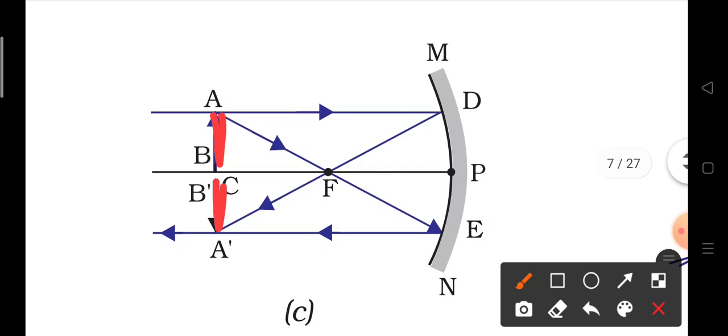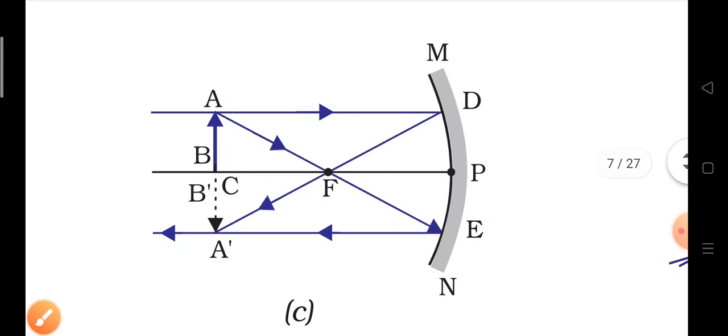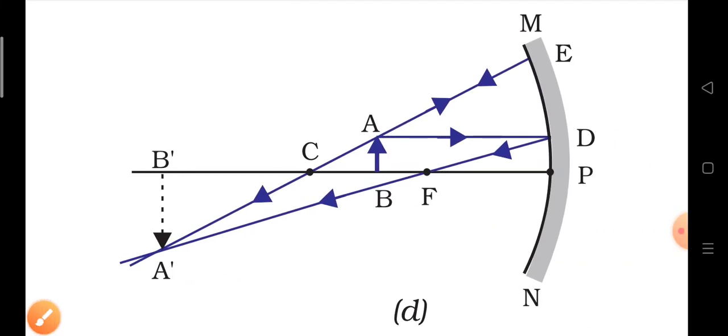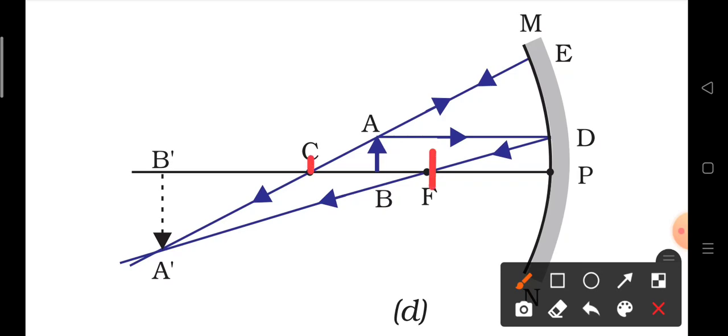Okay, now we are moving towards the pattern number 4, that is when the object is placed between focus and center of curvature. When the object is placed between focus and center of curvature, then the light ray which comes parallel to the principal axis will pass through the focus, and the light ray which passes through the center of curvature will again move back along the same path. Okay, so here you are able to get the pattern as shown in the figure. So let us check how we can draw that.